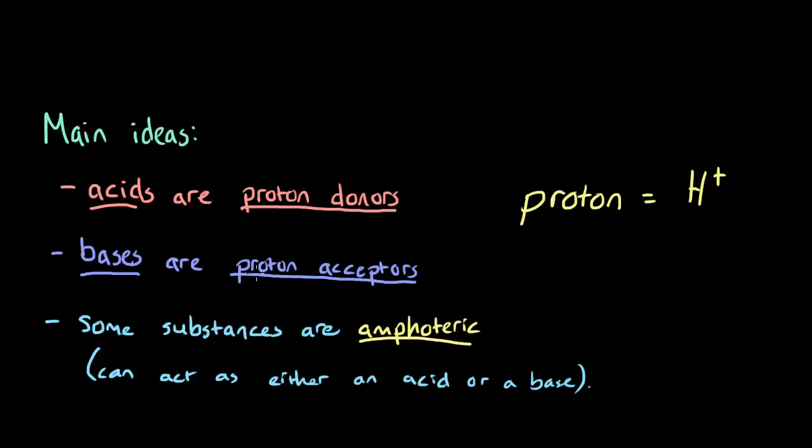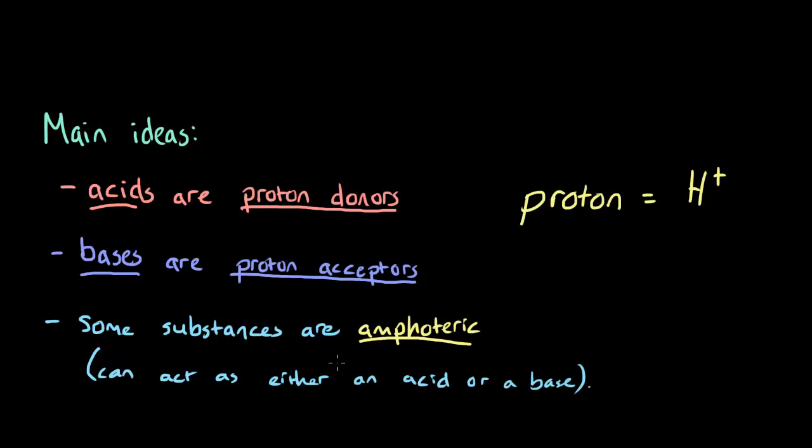Bases are considered to be proton acceptors, which means they are substances that can accept H+. Now this includes hydroxide ions, because hydroxide ions can accept a H+ to make H2O. But there are also other substances like ammonia, which can accept protons.